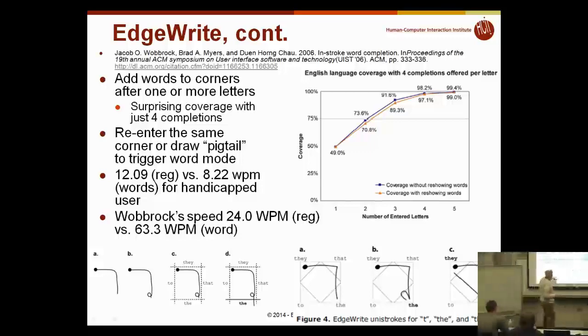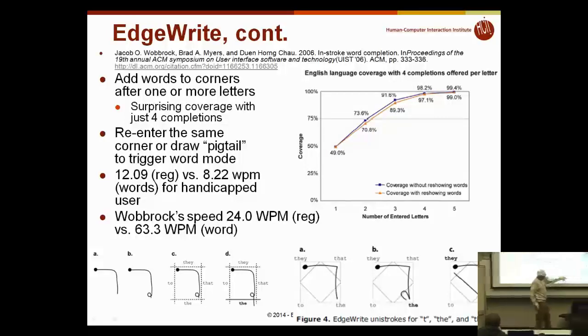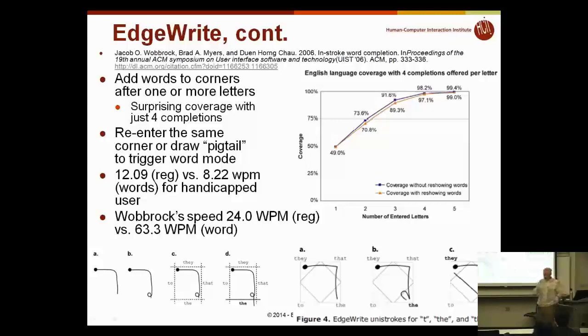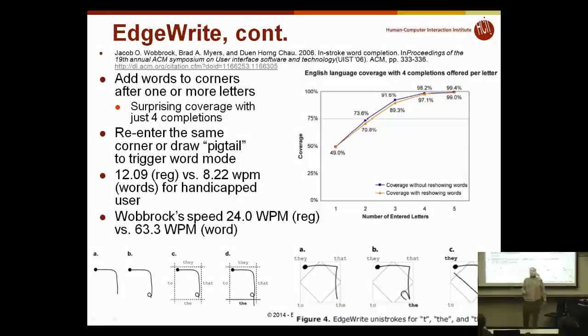And the way you signaled that was either by making what's called a pigtail, a little loop, or exiting a corner and re-entering the same corner. None of the letter designs use the same corner over again. You always went from one corner to another corner. So we used re-entering the same corner as a signal. And Jake personally was able to get up to like 24 or 63 words per minute, pretty amazingly fast with this technique. But it was really designed for handicapped people, and they could get surprisingly fast too. They were at like 12 or 8 words per minute. And these are people who can't use a regular keyboard because of their physical disabilities.